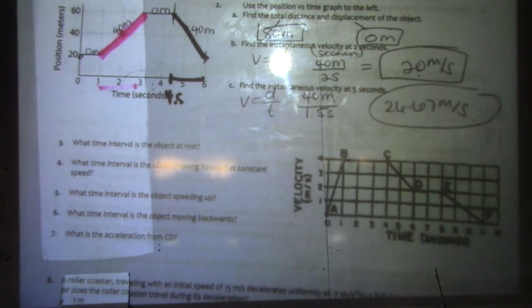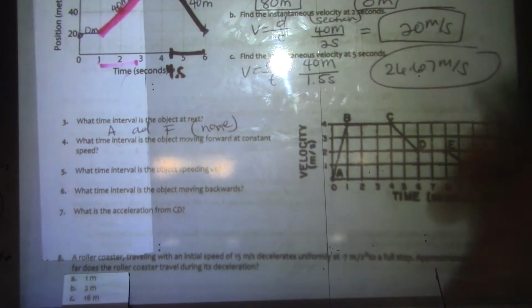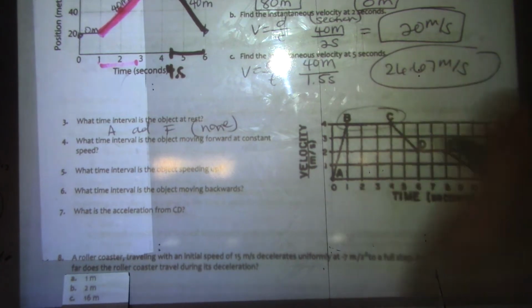This is a velocity versus time graph. So where the object is at rest is where your velocity is 0. So you could say point A and F, or you could say none, because there's not really an interval that it stays at rest, just that point and that point. When is it moving forward at a constant speed? So constant speed, you want your velocity to stay the same, so that's BC and DE. Speeding up, you want the velocity to be going up, so that's A to B.